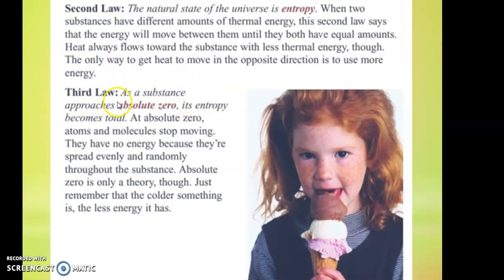And the third law: as a substance approaches absolute zero, its entropy becomes total. At absolute zero, atoms and molecules stop moving and they have no energy because they're spread evenly and randomly throughout the substance. Absolute zero is only a theory. Just remember that the colder something is, the less energy it has. Okay, very good.